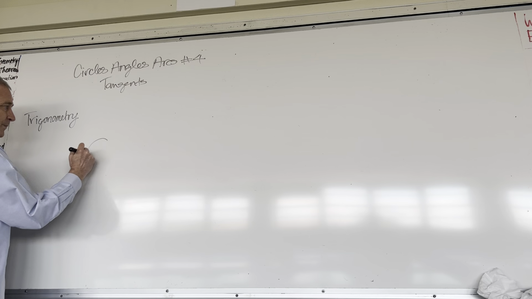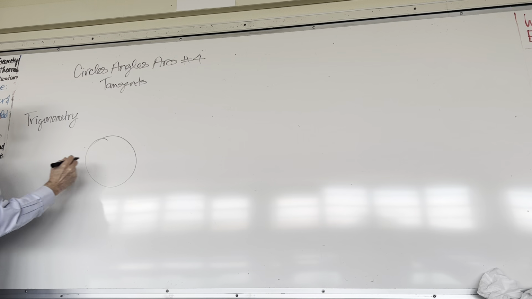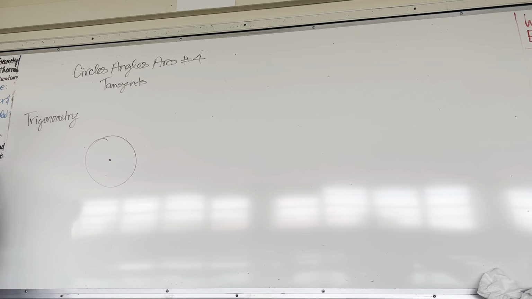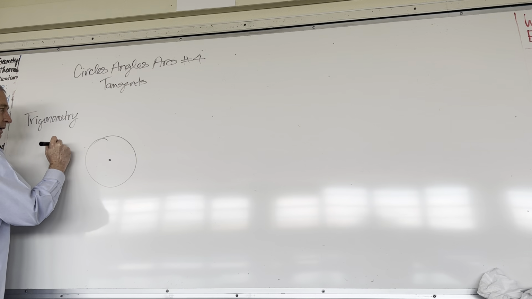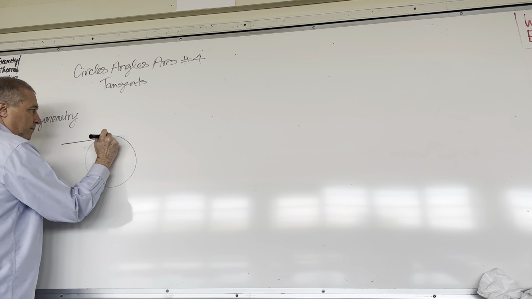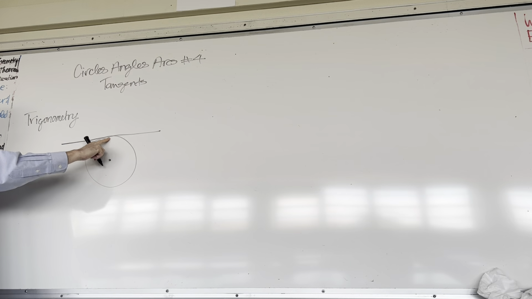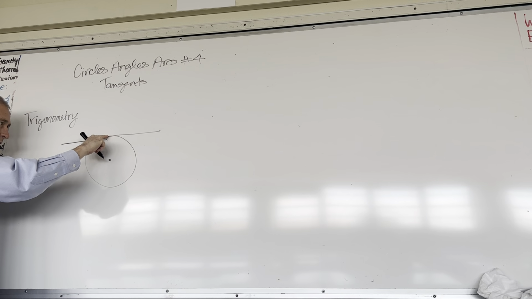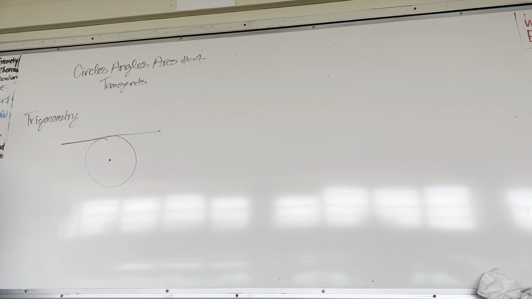Here's a circle, to the best of my ability. Here's the center. A tangent is a line that touches the circle but doesn't cross it. What does that look like? If I can draw it right, it goes like this. And see how I crossed over? I didn't want to. I wanted to go straight right on that circle. Are you with me? That's a tangent.